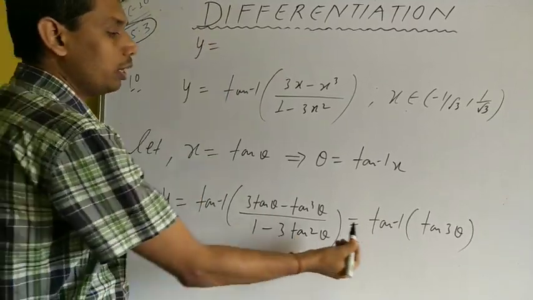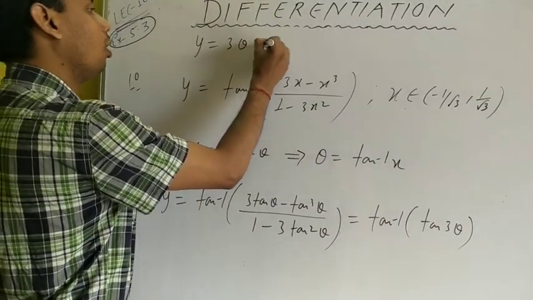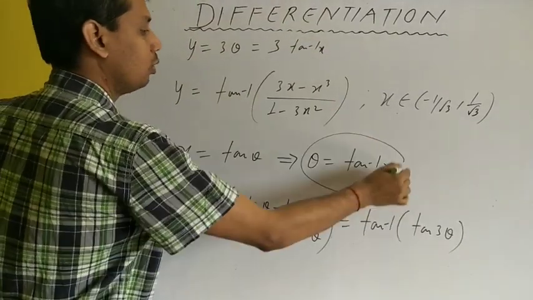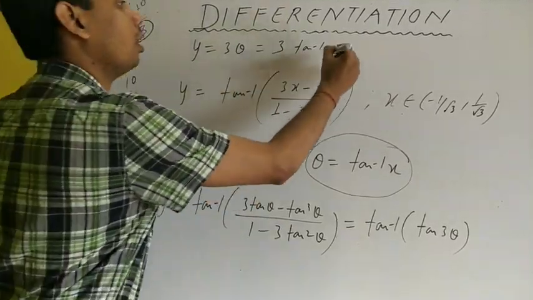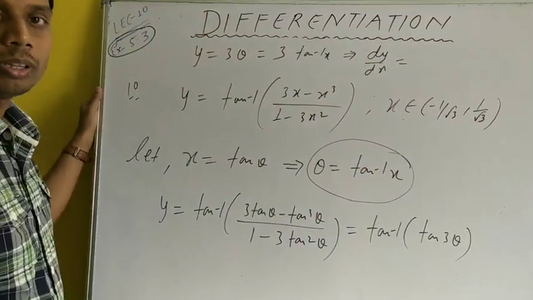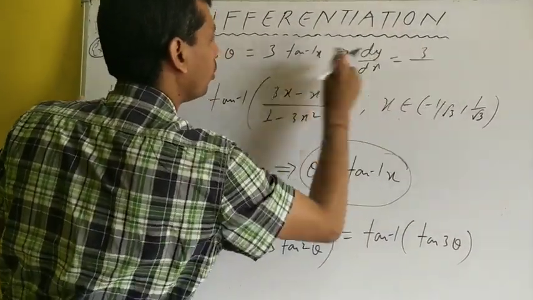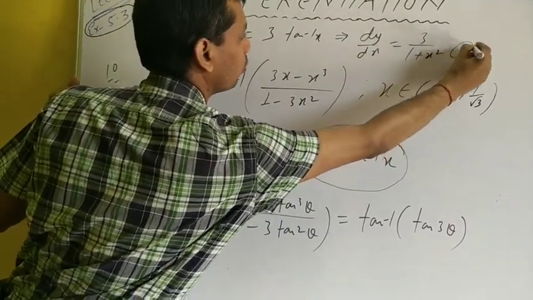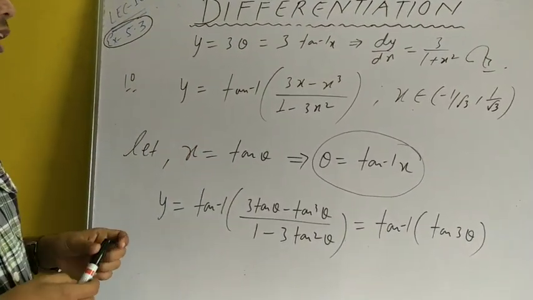y is equal to tan inverse tan 3 theta, which is equal to what? 3 theta. And what is the value of theta? Tan inverse x. So in place of theta we can substitute tan inverse x. Now this implies that dy by dx. Now if we differentiate with respect to x, the value of dy by dx will be equal to what? See, 3 is constant and the differentiation of tan inverse x is 1 upon 1 plus x square. So 3 divided by 1 plus x square is the required answer.